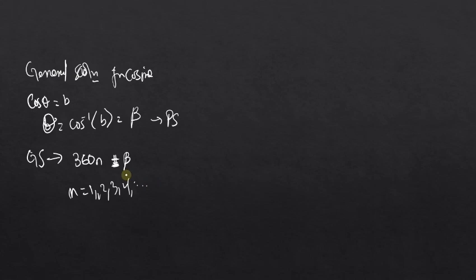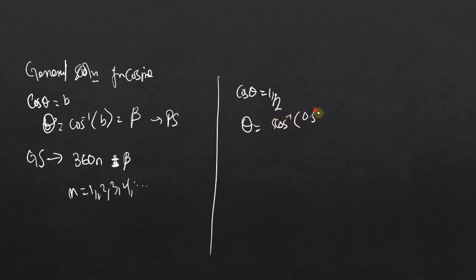So now let's look at an example of how we can apply this one. Let's say we are asked to find a general solution for cos theta equal to 1/2. So you find the principal solution: theta equals cos inverse of 0.5, which is 60 degrees. So our general solution will be given by 360 degrees n plus or minus 60 degrees.